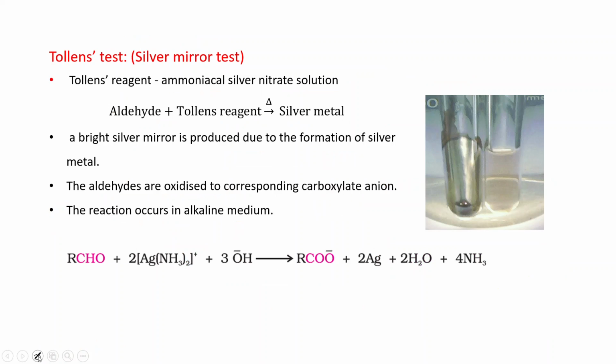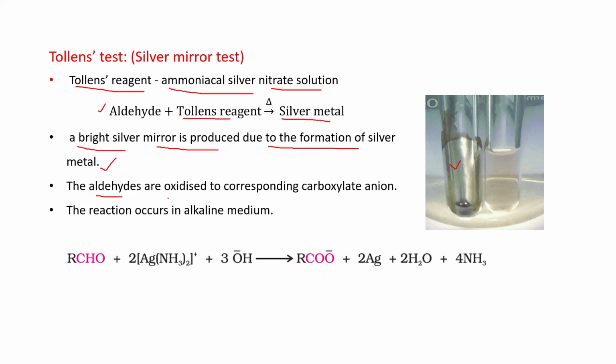Now Tollens test. This is also known as the silver mirror test. This is done with the help of Tollens reagent, and ammoniacal silver nitrate solution is called Tollens reagent. When an aldehyde is heated with the Tollens reagent, you will get silver metal. A bright silver mirror is produced due to the formation of silver metal. You can perform this test in a test tube. Then the inside wall of the test tube is deposited with silver and this appears like a mirror. That's why this is the silver mirror test.